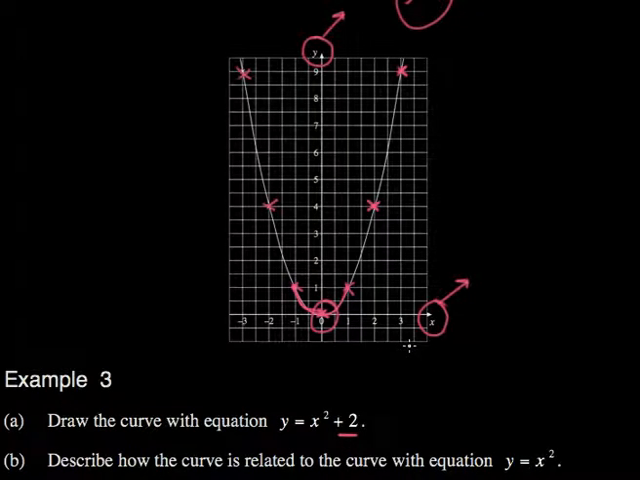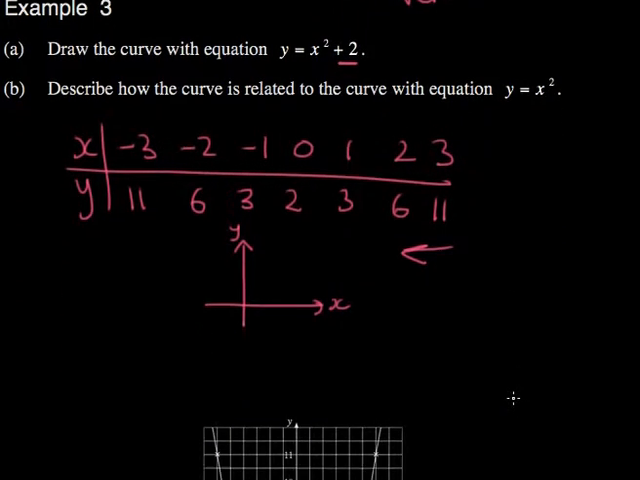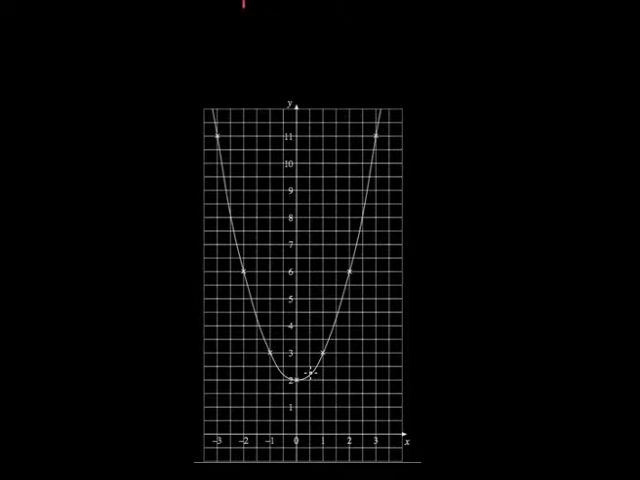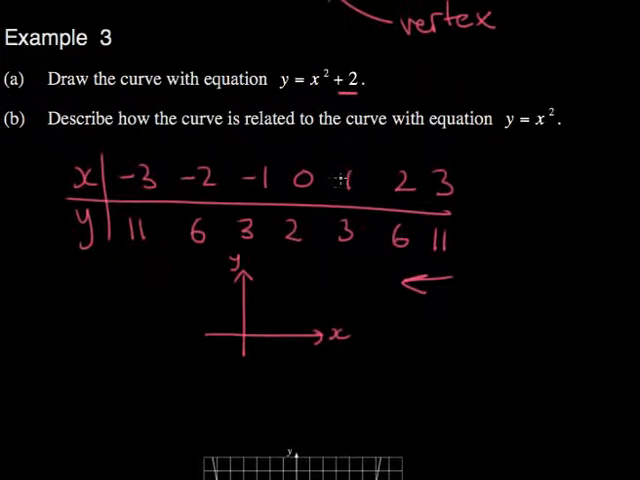This point here is called the vertex. The vertex is the minimum point or the maximum point. And in the one that we've drawn down here, spot the vertex is in the same x coordinate, but the y coordinate is 2 higher. And in fact, all of the coordinates are 2 higher, which kind of makes sense because we've added 2 to all of the y values, which means that the whole graph is just shifted up by 2.